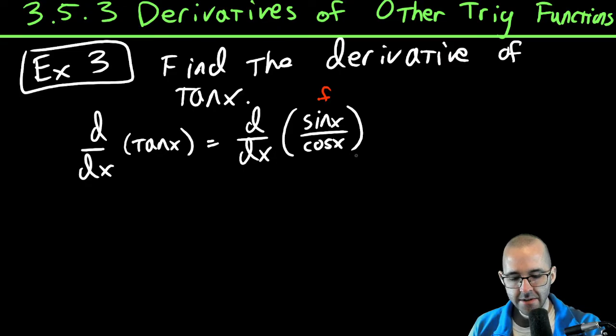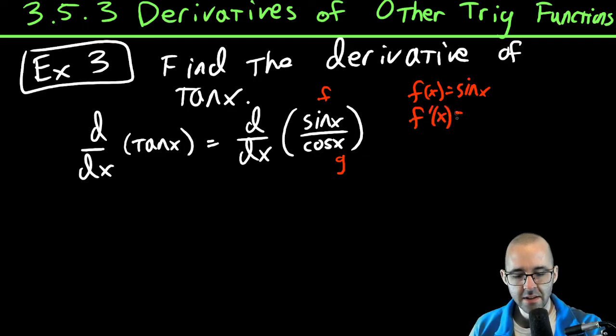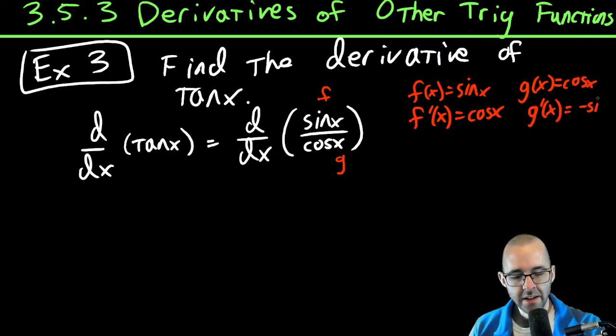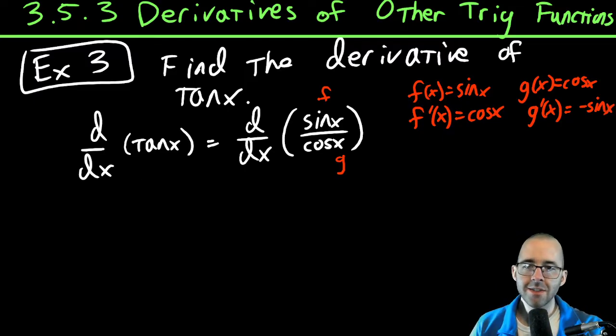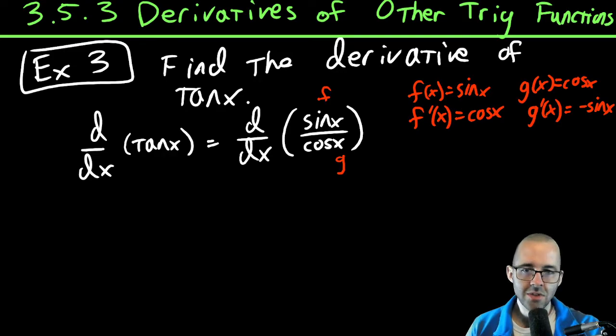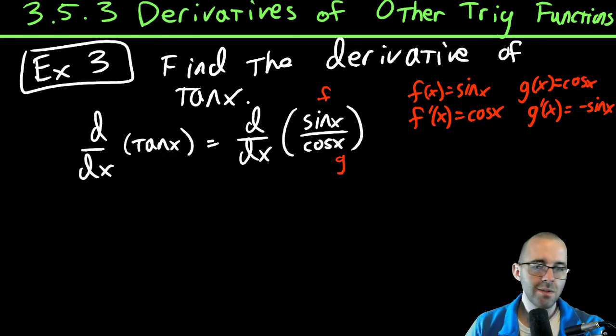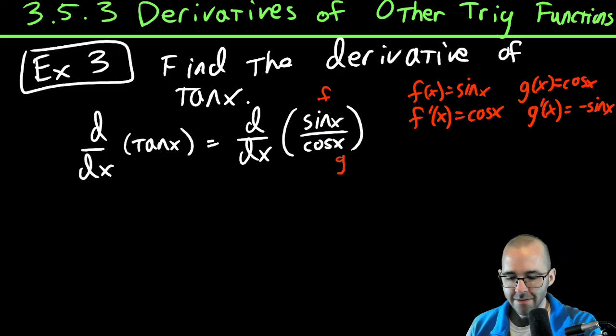All right, so let's call this f. Let's call this g. f of x is sine of x. f prime of x is cosine of x. No fancy crazy proofs to do here. g prime is going to be negative sine of x. You can actually do all of these new ones, right? Tangent is sine over cosine. Cotangent is cosine over sine. Secant is 1 over cosine. So you can just do all of these on your own.